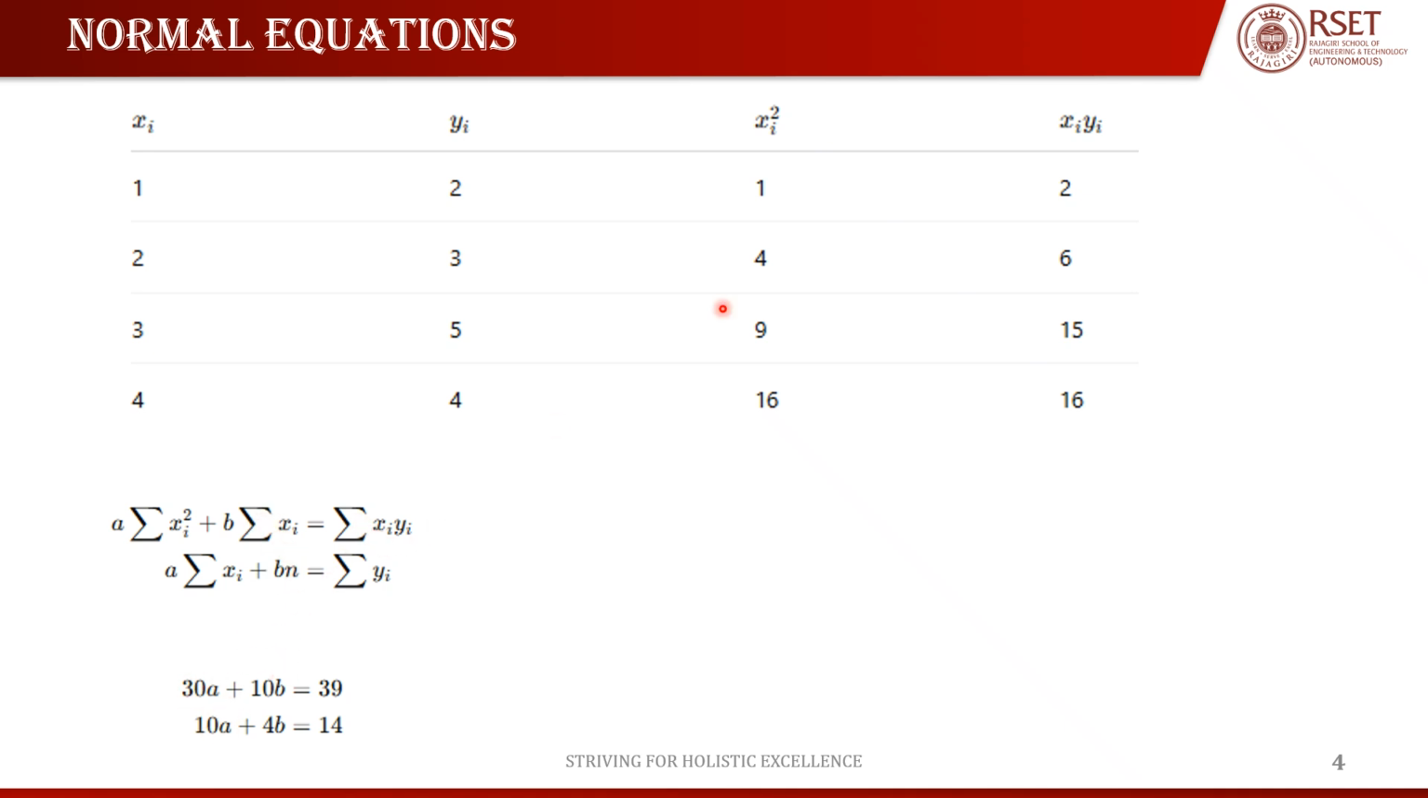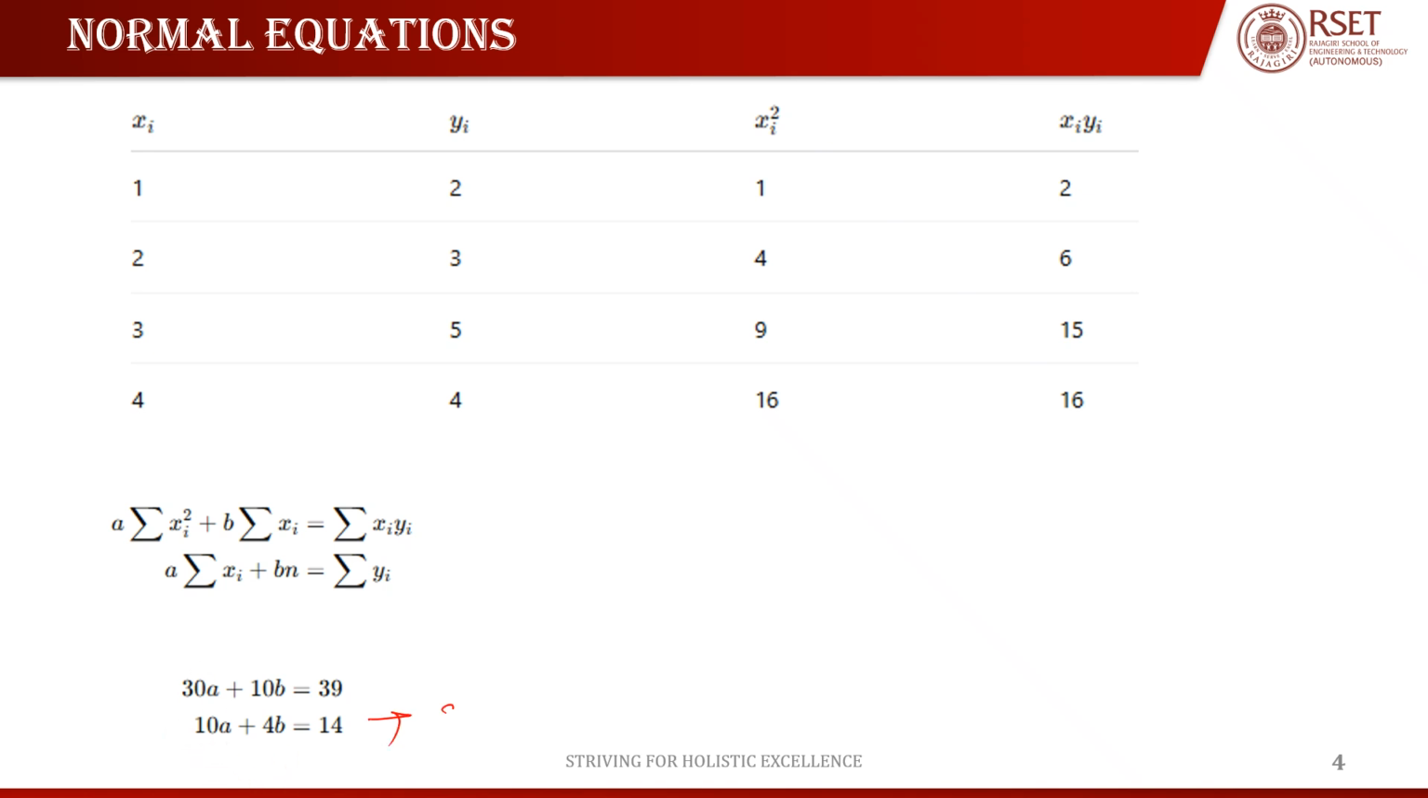Now you need summation xi yi, so you have 2 plus 6 is 8, 8 plus 15 is 23, and 23 plus 16 you have 39. Okay, so you have these two equations. Now you'll have to solve these two equations. So what you can do, you can just multiply by 3 in this equation.